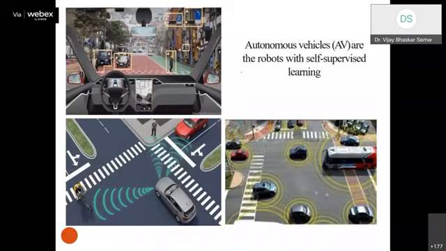Then autonomous vehicles are robots with self-supervised learning. This is an example of it, in which we have different sorts of sensors, infrared sensors, which are continuously sending signals in 360 degrees on all four sides, so that you can identify all directions. If any object is coming, it will automatically stop. It can identify a bicycle, a person, everything. They are also segmenting and identifying object categories, whether it is a human being, a car, or some moving object, some dog, and some stray things coming.